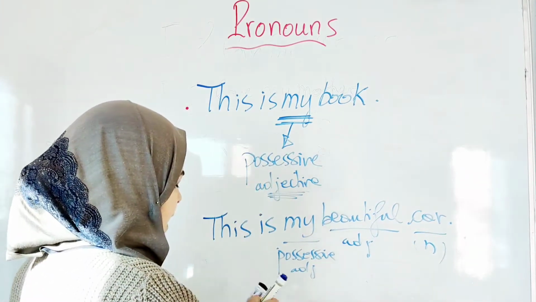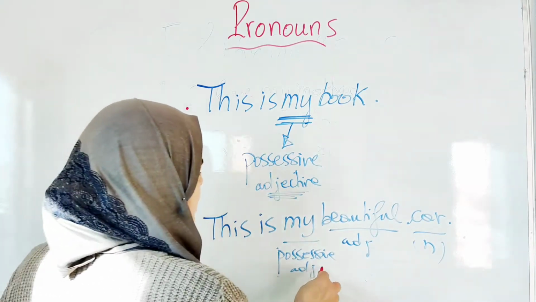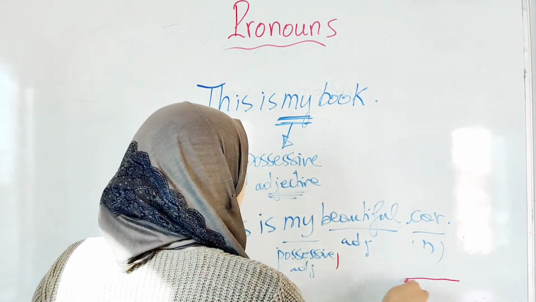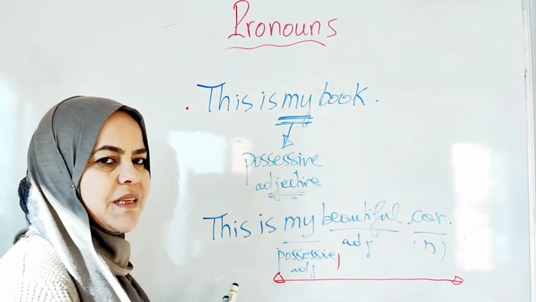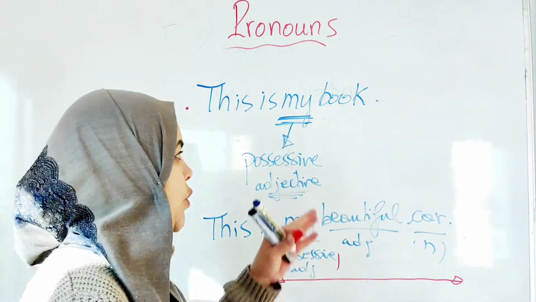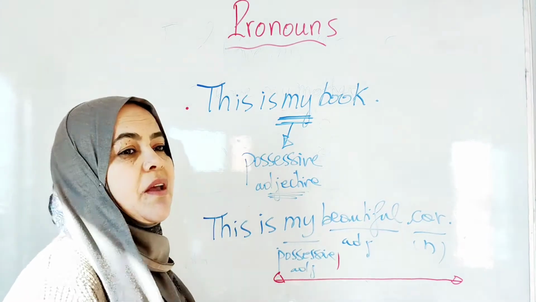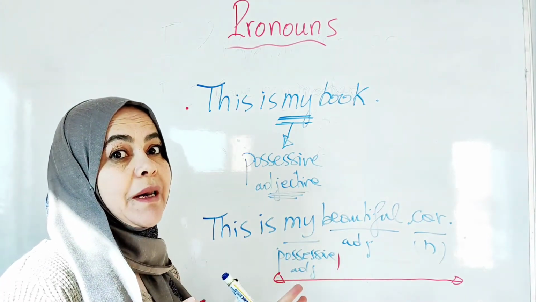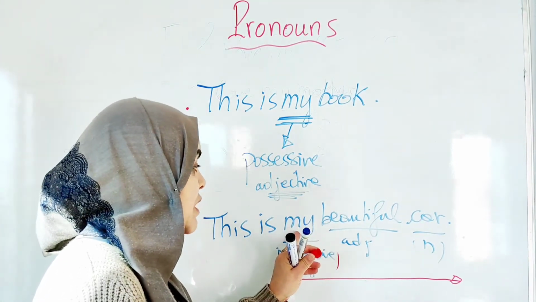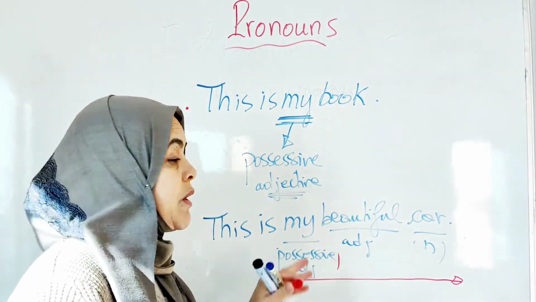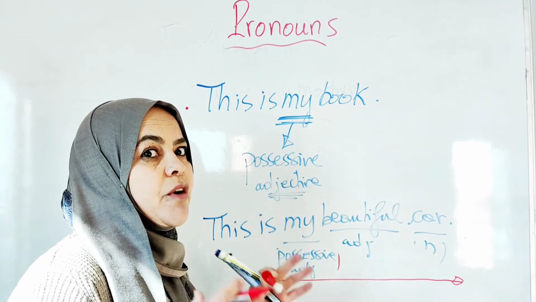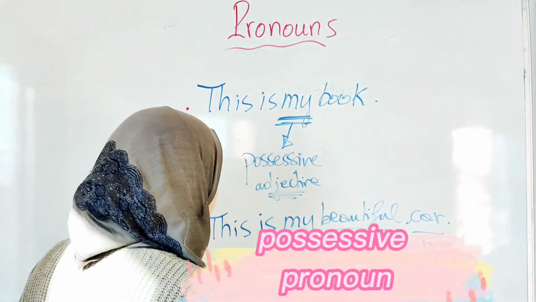What can we say if we use this possessive adjective? If we use all of these, all of this, what can we say? What can we use, subject pronoun or object pronoun or possessive adjective? No, we use only one which replaces the possessive adjective and the noun. Which pronoun is it? It is the possessive pronouns.